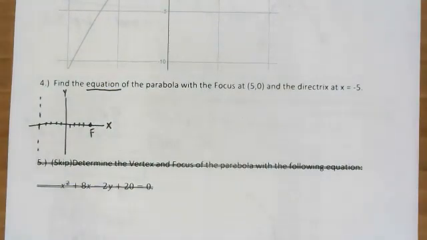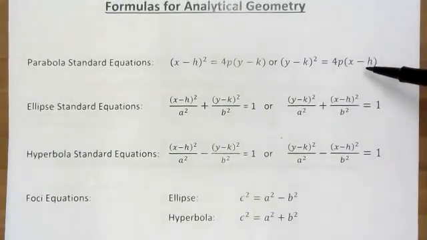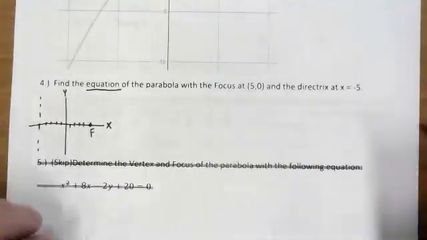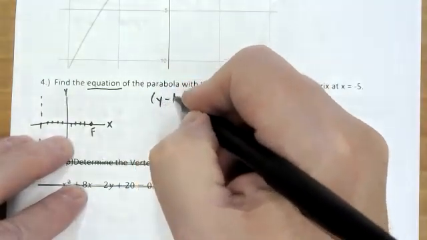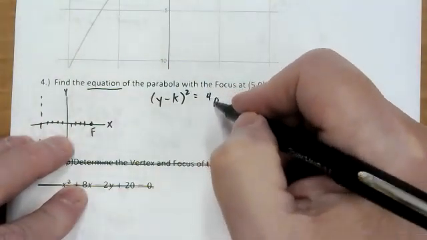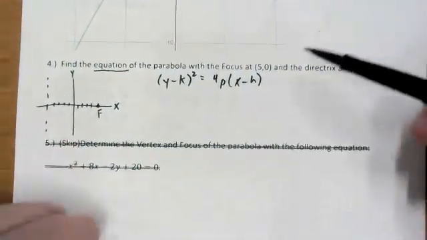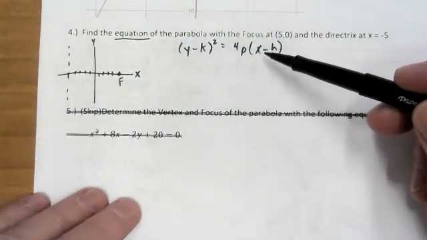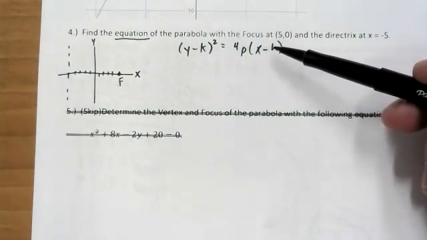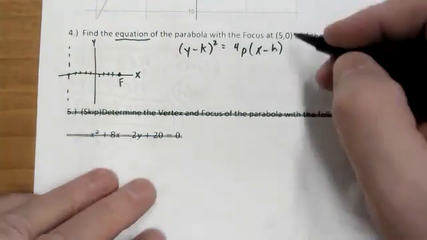And from the formula sheet, a parabola that opens to the right is going to have this standard equation. So let me write that down. y minus k squared equals 4p times x minus h. So once again, if you're ever trying to determine the equation of a parabola, if I can figure out the vertex and the value of p, then I'm pretty much done, right? Because the vertex gives you h and k, and then you have to find p.